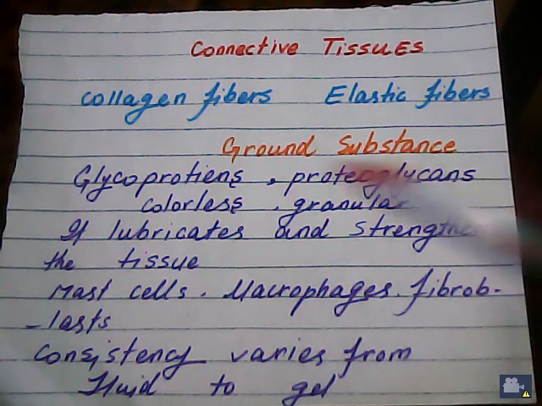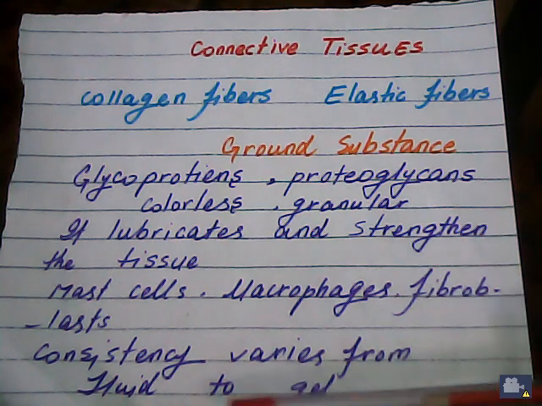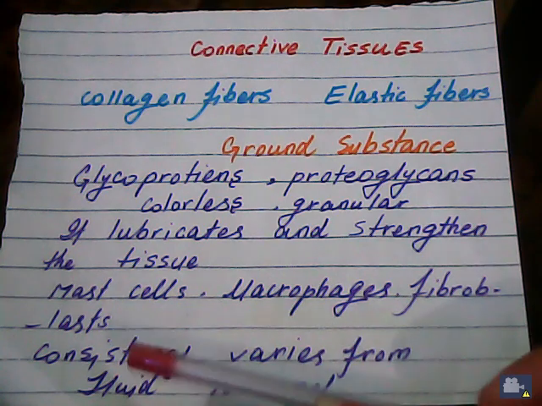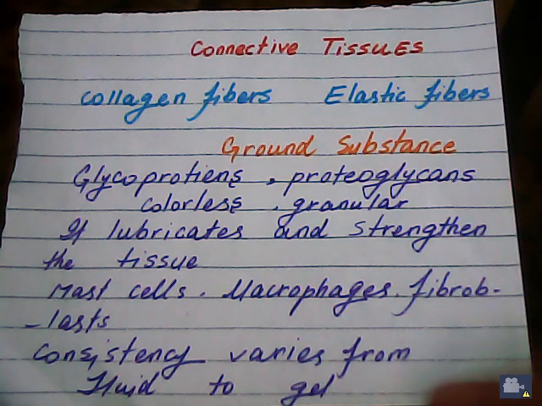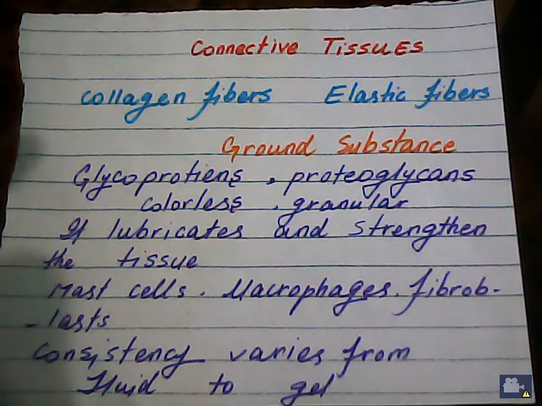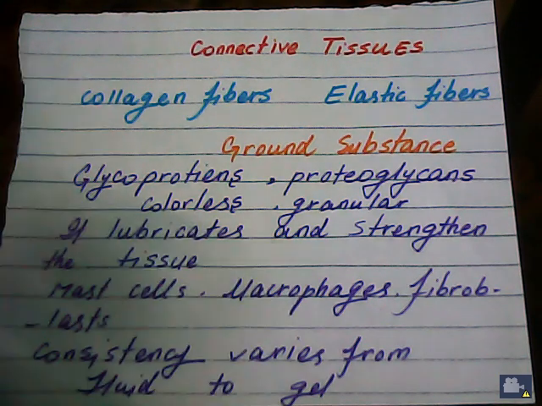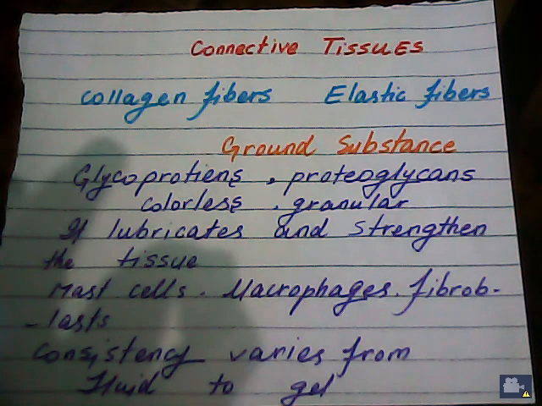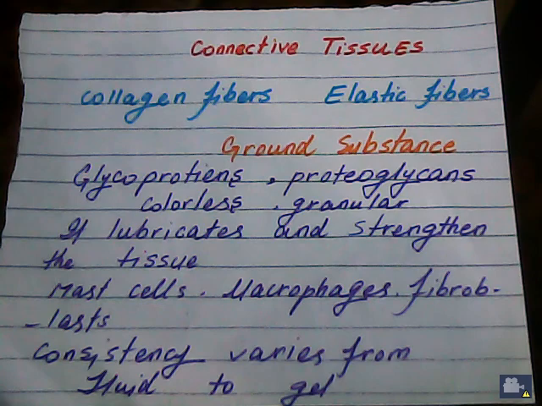This ground substance is colorless, transparent and granular in nature, and it can be fluid or it can be like a gel. So connective tissues are fibers having a liquid called ground substance in between. Collagen fibers are basically involved in providing durability and strength to the tissue, while elastic fibers are very important in providing elasticity and flexibility to the tissue.